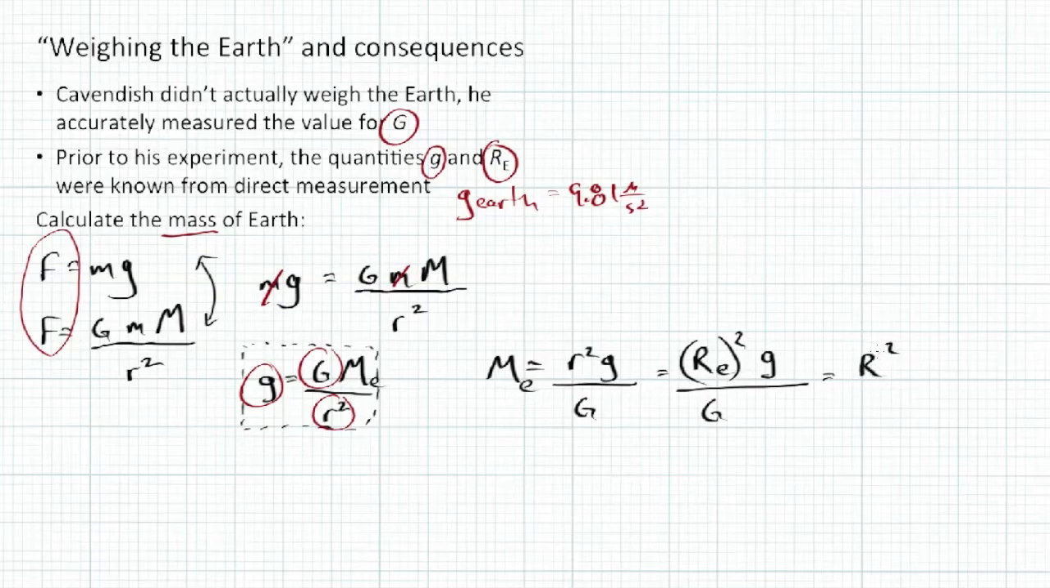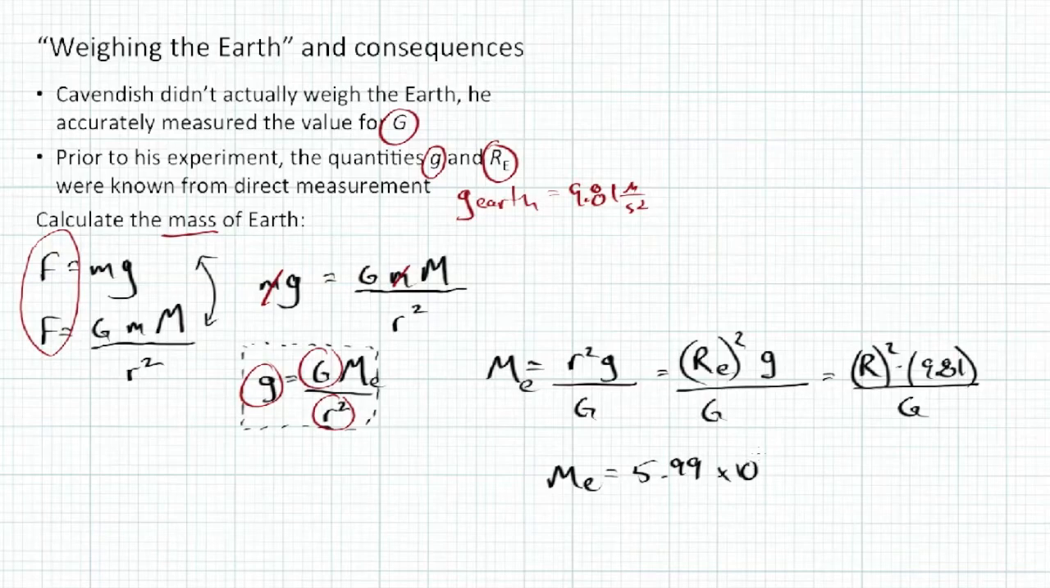So in my calculator, it would be r squared times 9.81 divided by G. Again, you can call the radius of the Earth whatever you want. I happen to call it r, so that's why I'm writing it like that. Which means that comes out to the mass of the Earth. That should be a capital M, sorry. I have is 5.99 times 10 to the 24th kilograms.